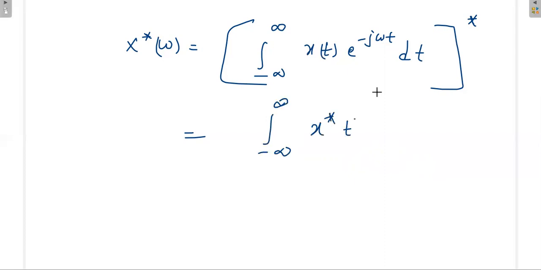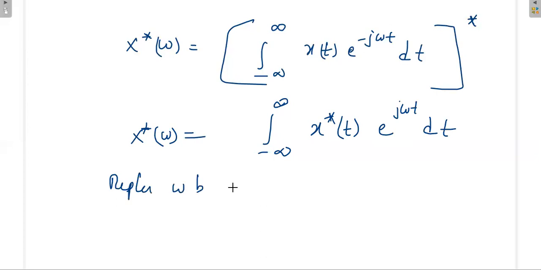If the signal is real, then even if you apply star, x of t will remain x of t only, but we do not know the nature of the signal. So to be on the safer side, it is x star of t, then e power j omega t dt. That means minus j will become plus j when you apply the star operation. Then in X star of omega, wherever omega is there, replace omega by minus omega.